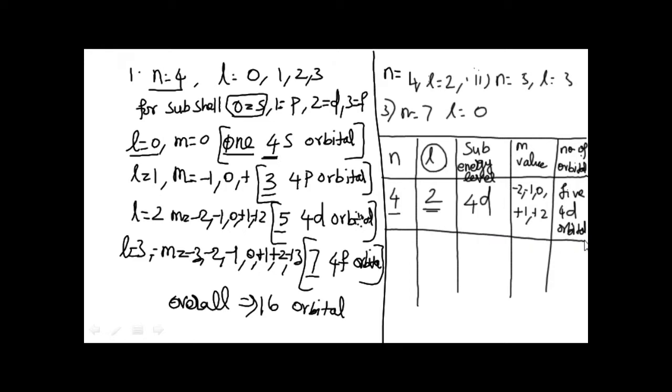The second one, N equal to 5 and L equal to 3. L equal to 3 means f orbital, so N equal to 5 means 5f orbital. What is the m value? Minus 3, minus 2, minus 1, 0, plus 1, plus 2, plus 3. So 7. 4s orbital.